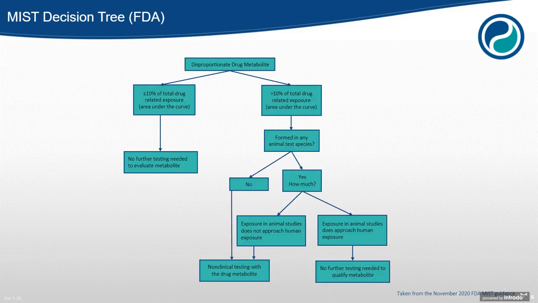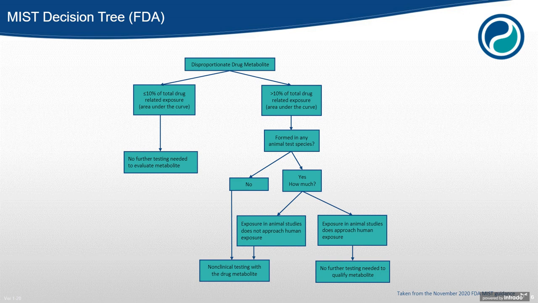Next slide, please. This is a flow chart you find in the FDA guidance. So what we want to be doing is going down the left arm, which is we find no metabolites that exceed the 10% of total drug-related exposure. Therefore, we don't have to do any further evaluation.